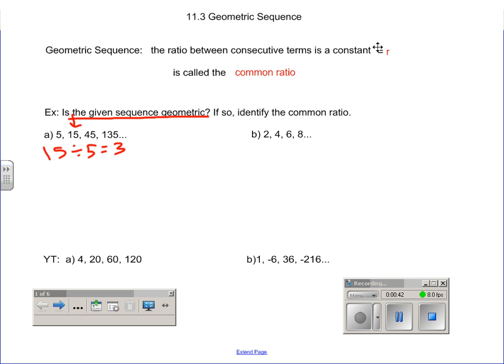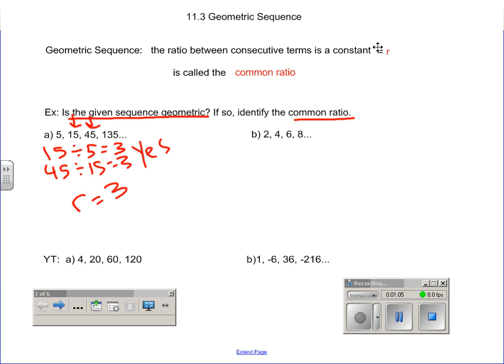Check to make sure it works by picking the next term, which is 45. Divide that by the term in front of it, which is 15, and you still get 3. So your answer is yes, it is geometric. Then it says identify the common ratio. The ratio is that number you keep getting for dividing, which in this case is 3.